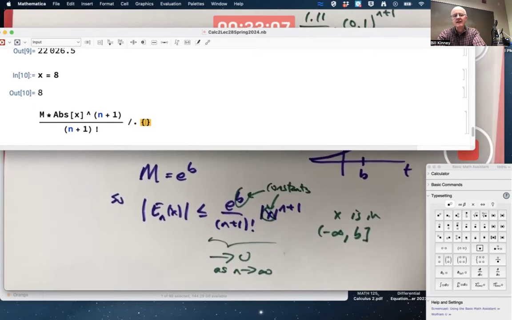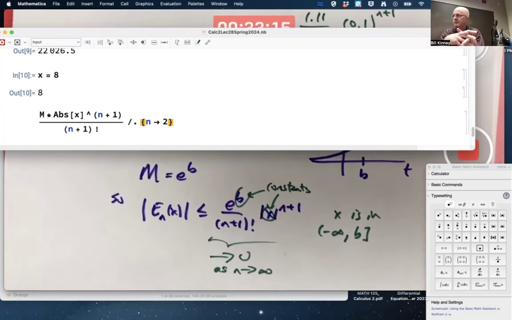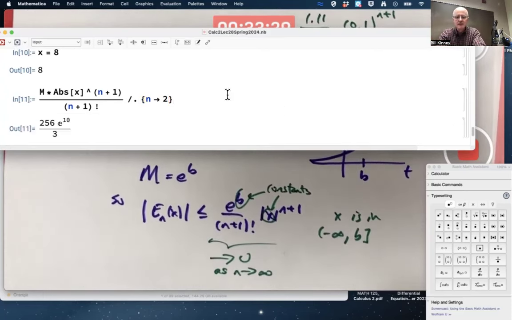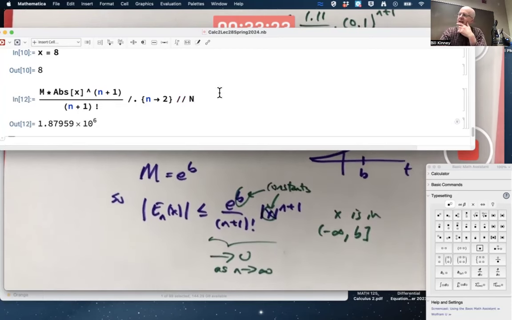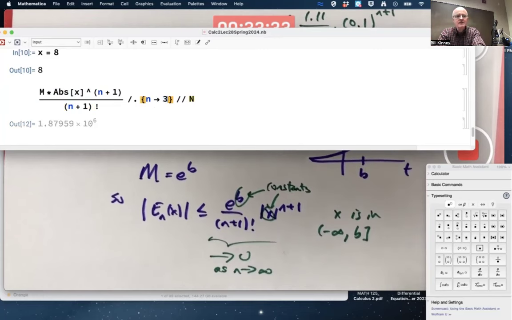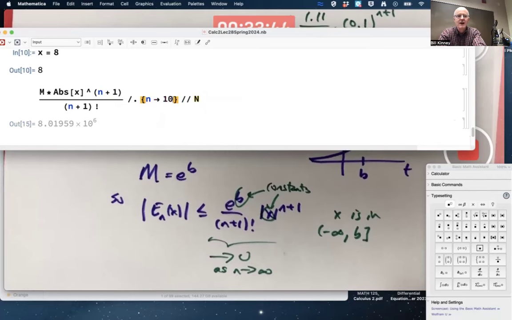What happens now if I plug in values of n? This is the syntax for how to take an expression and plug in, in this case, n equals 2, after the fact. There's what I get when n is 2. Is that a big number? It looks big. It is big. When n is small, the absolute value of x to the n plus 1 is winning out over the factorial. But as I keep increasing n, what happens? It's getting bigger here at first. Getting bigger, getting bigger. Yeah, it's still getting bigger.